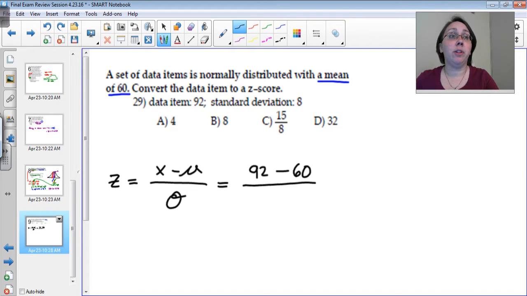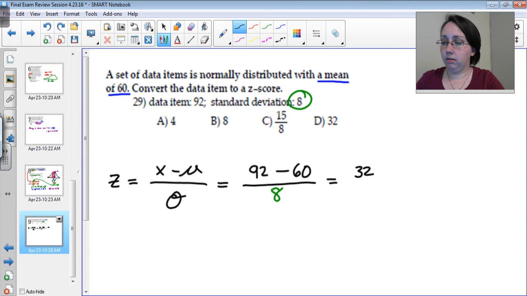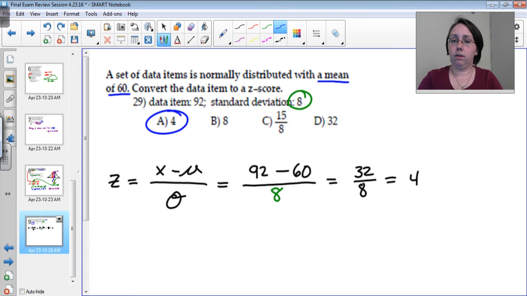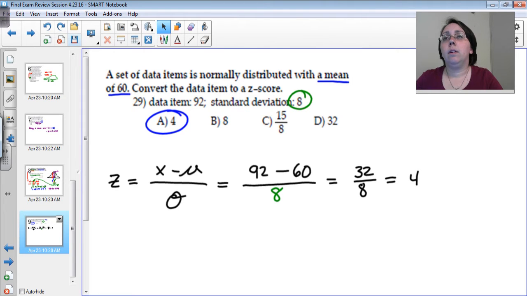Sometimes they tell you it's normal in the dark letters. Sometimes they give you important information like the mean. Sometimes they tell you to use the empirical rule. Read the dark letters. They're not there for fluff. They also gave you a standard deviation of 8. And we plug it all in. So that's 4. In this question, it just asked you for the z-score. So the first step in using a z-score table is to create the z-score.